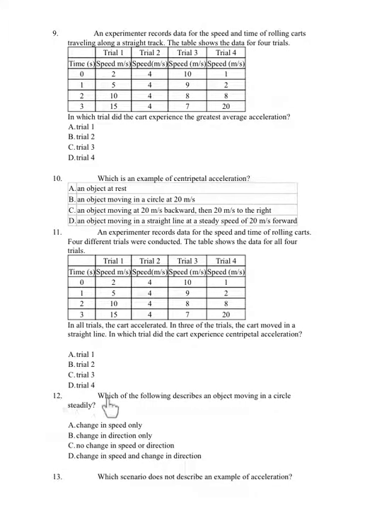Number 12. Which of the following describes an object moving in a circle steadily? A. Change in speed only. B. Change in direction only. C. No change in speed or direction. Or D. Change in speed and change in direction.